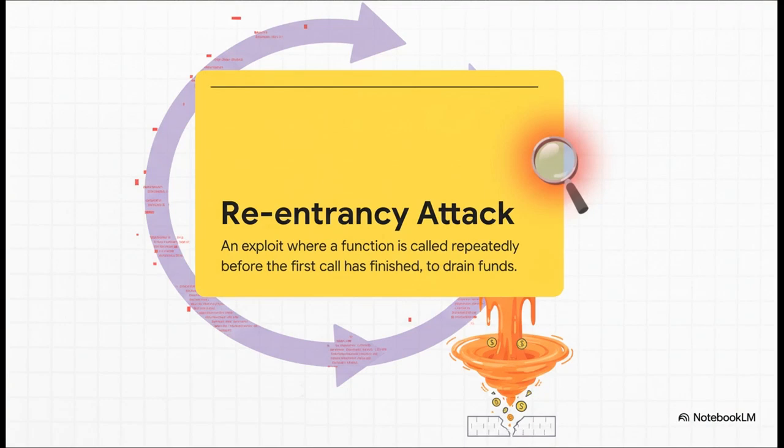Well, it's basically when a bad actor calls a function, but before that function can finish its job, the attacker's own code jumps in and calls the exact same function again. They literally re-enter the vault before the door has had a chance to close and lock.